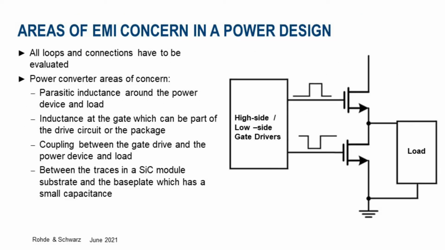Generally speaking, design guidelines which have been used for IGBT modules apply to silicon carbide, but at significantly faster switching speeds. These high switching rates require more careful attention to understanding the effect of parasitic elements. When you consider critical areas of EMI susceptibility early in the design process, you have to evaluate all loops and connections. For power electronics, and especially SiC, areas of concern are parasitic inductance around the power device and load, inductance at the gate, coupling between the gate drive and the power device, and between the traces in the substrate and base plate.